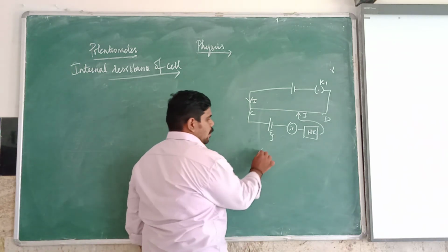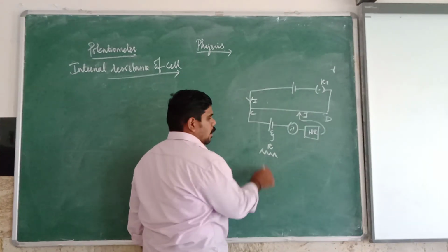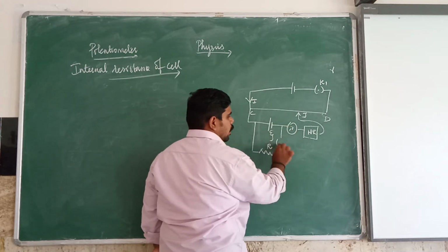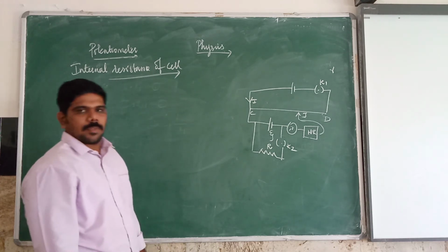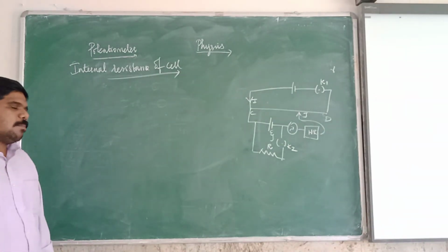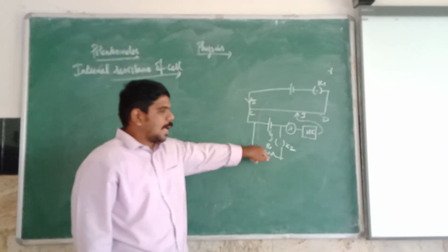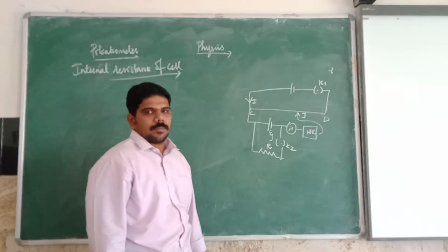Now, a resistance R. What is that? A resistance R is connected across the EMF of the cell psi along with the key K2. Along with the key K2. The resistance R will be connected across the EMF of the cell along with the key K2.